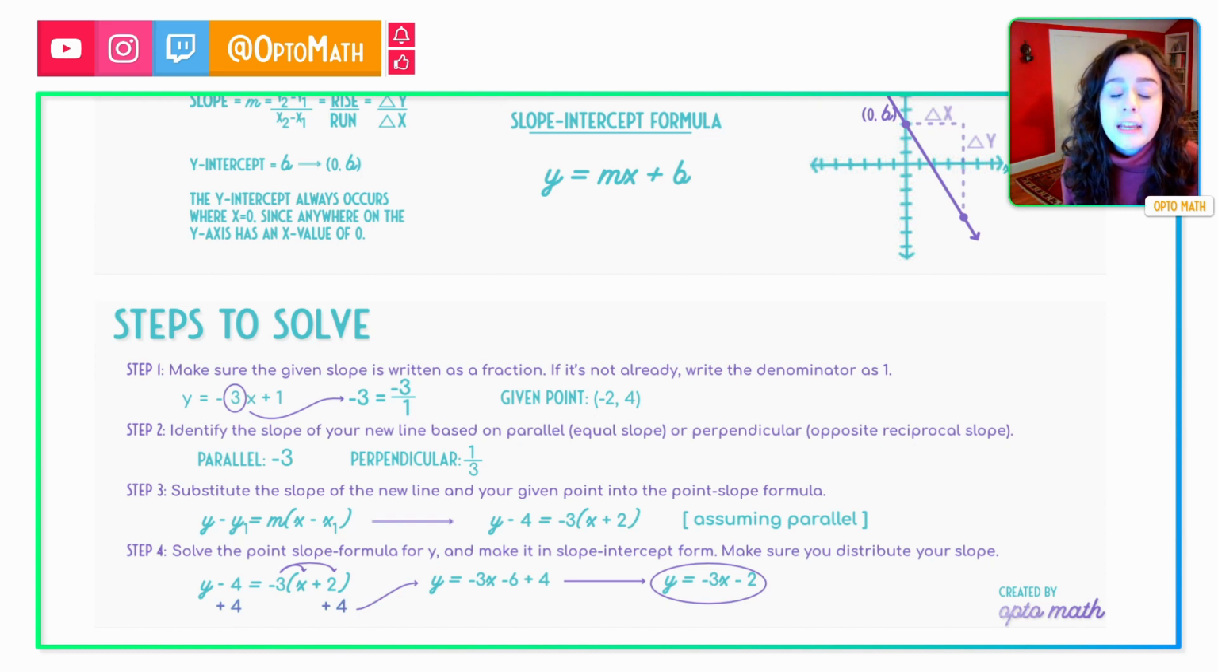It just makes it a whole lot easier to find the reciprocal part of the opposite reciprocal if you already have your slope written as a fraction. So we've written the negative 3 as negative 3 over 1. And our given point is (negative 2, 4).